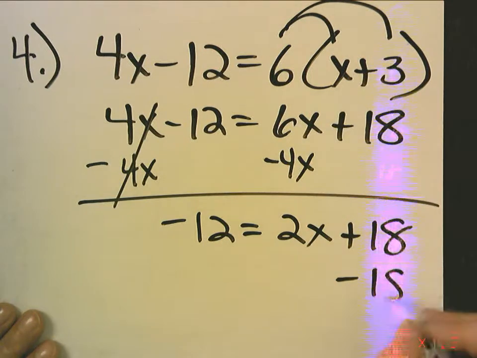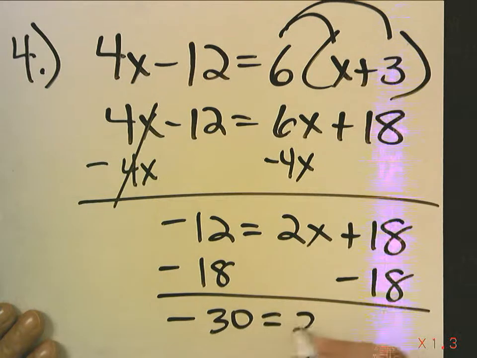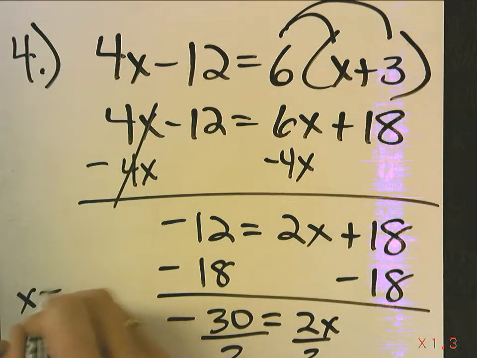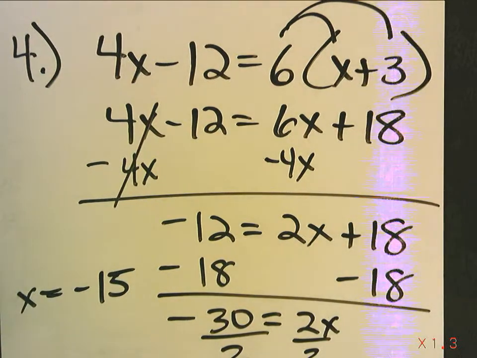Now I'm going to subtract 18, divide by 2, and x equals negative 15. Okay? So, you go ahead and do the check.